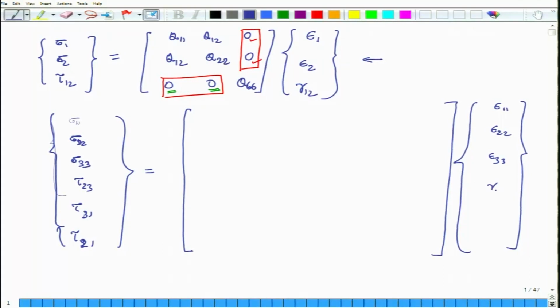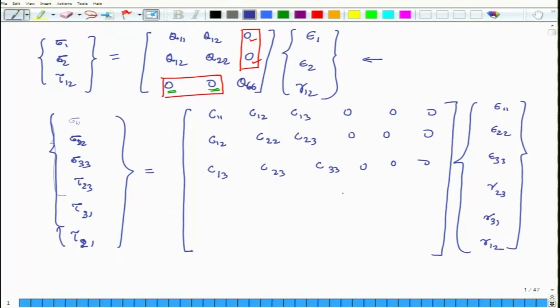gamma 23, gamma 31 and gamma 12, and the terms in the C matrix are C11, C12, C13, and then the other terms are 0; C12, C22, C23, 0 0 0; C13, C23, C33, 0 0 0; and then here we have (C11 minus C12) divided by 2, then 0 0 0, and then we have the same term here, and then we have C66.